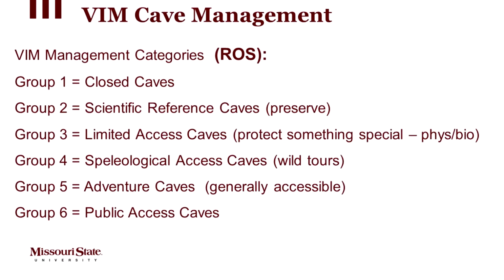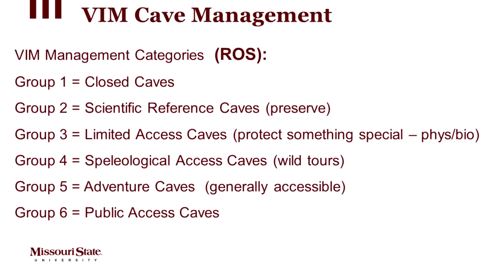Group 5, if you notice we're almost down to 6 out of these 6, is adventure caves. Those are generally accessible ones. They may be ones that you can access in a park or access on a tour or just access with some friends. And that leads us to group 6, which is public access caves. Those are ones that are publicly wide open and accessible to pretty much anybody that wants to go in them.